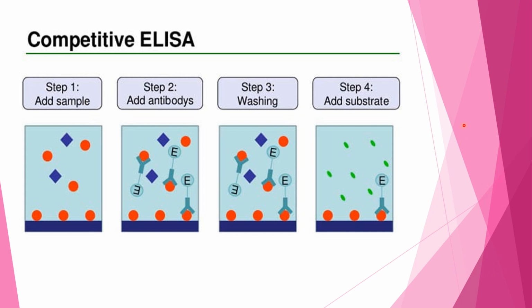Then a substrate is added. If the signal is weak, it means the color intensity is low. If the color intensity is low, it means that the reference antigen and antibody form less complex as compared to the complex formed with the antigens of the sample and the antibodies. And if the color intensity is more, it means that the reference antigen is more in number as compared to the sample antigens.